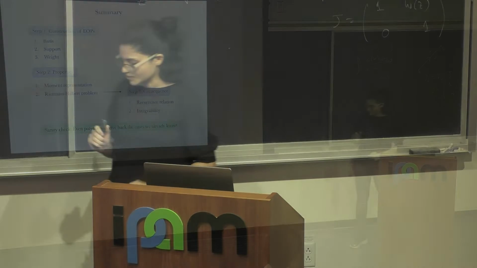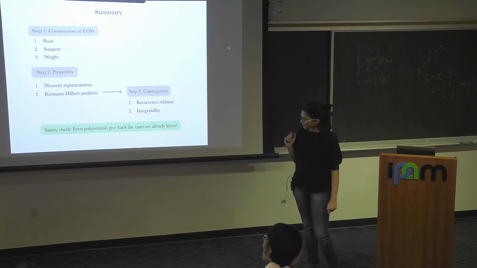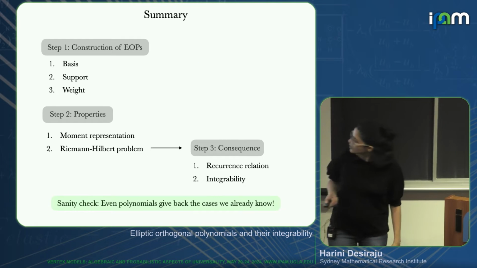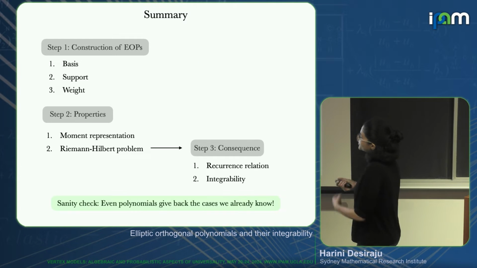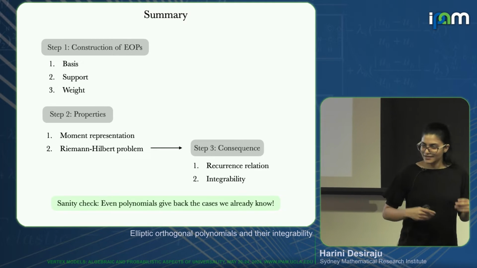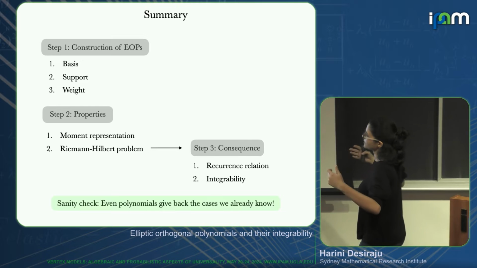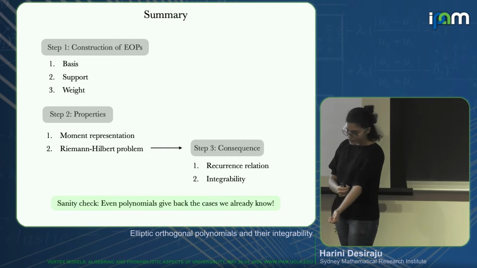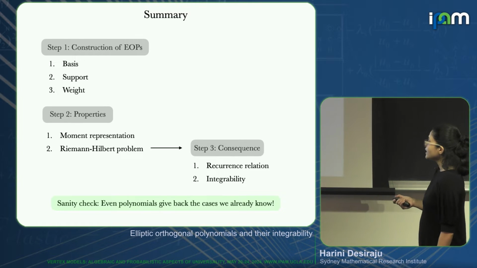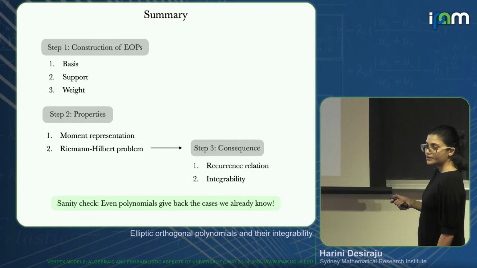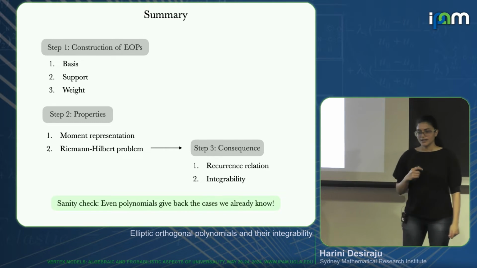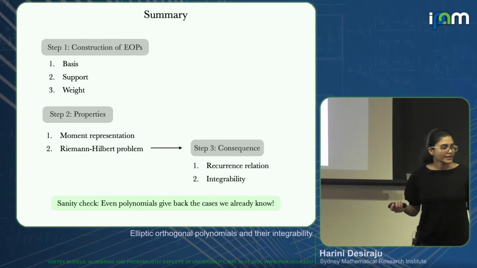Okay, so I'm going to show you the following today. First is the construction of these polynomials. I showed you the three main ingredients that I very carefully chose: the basis, the support, and the weight. With this, I'll show you the construction. Then I'll show you the properties. So I'll show you the moment representation. And actually, the recurrence relation can be obtained directly from these polynomials. But I choose to go through the Riemann-Hilbert problem. You'll see why. It's much easier. And with the Riemann-Hilbert problem, I now get all the integrability.